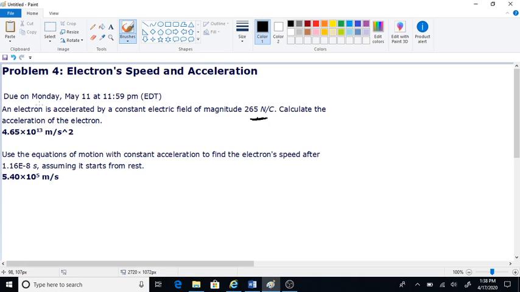We're talking about an electron, so on your equation sheet, we have the charge of an electron. An electron's charge is equal to negative 1.602176662 times 10 to the negative 19.